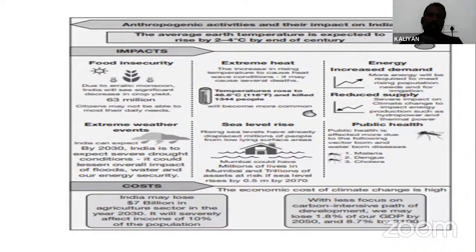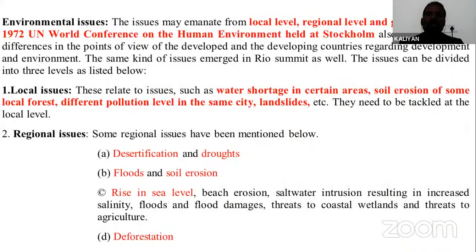So what are the impacts? Food insecurity, extreme weather events, sea level rise, extreme heat, and impacts on energy and public health. These are the major impacts of anthropogenic activities, in particular in India. And environmental issues may emanate from the local level, the regional level, and the global level.